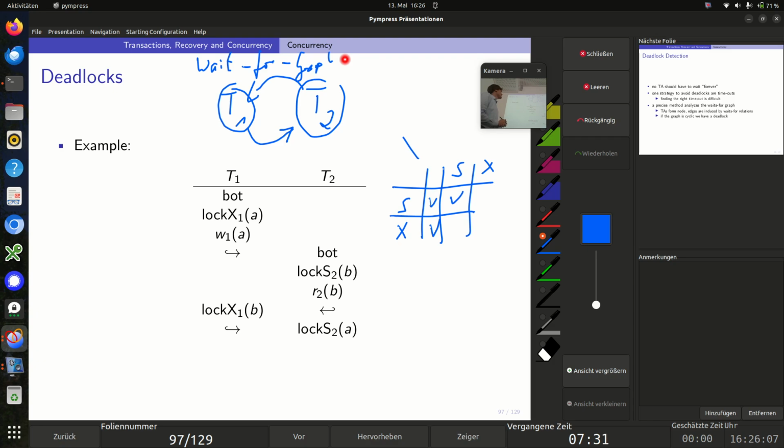So, do you remember the serializability graph, which is about conflicting write operations? What is the dependency between wait-for graphs and serializability graphs?